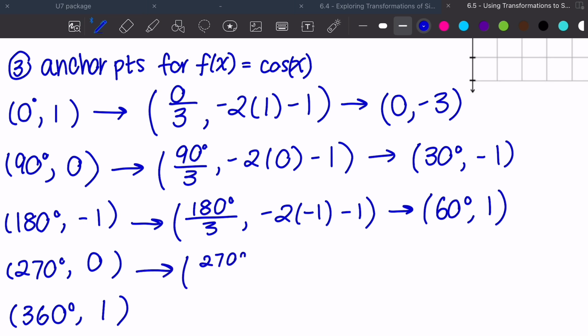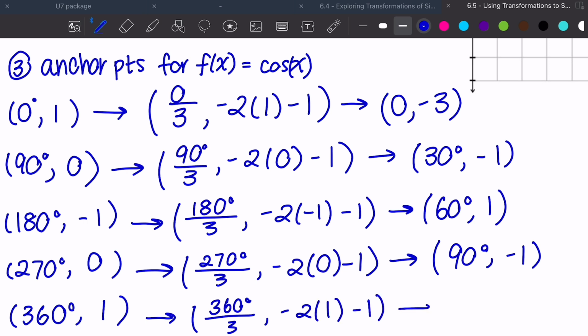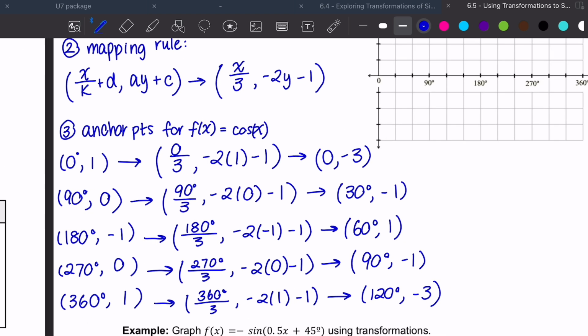And we repeat, and this is the most tedious bit of the unit because it is just repetitive over and over again. You're doing the same thing. This is now going to be 90 degrees, negative 1. And last but not least, if we send in 360 into the mapping rule, we are going to get 120 degrees, and this will leave us with negative 3. So negative 3 is our minimum value, and positive 1 is our maximum value.